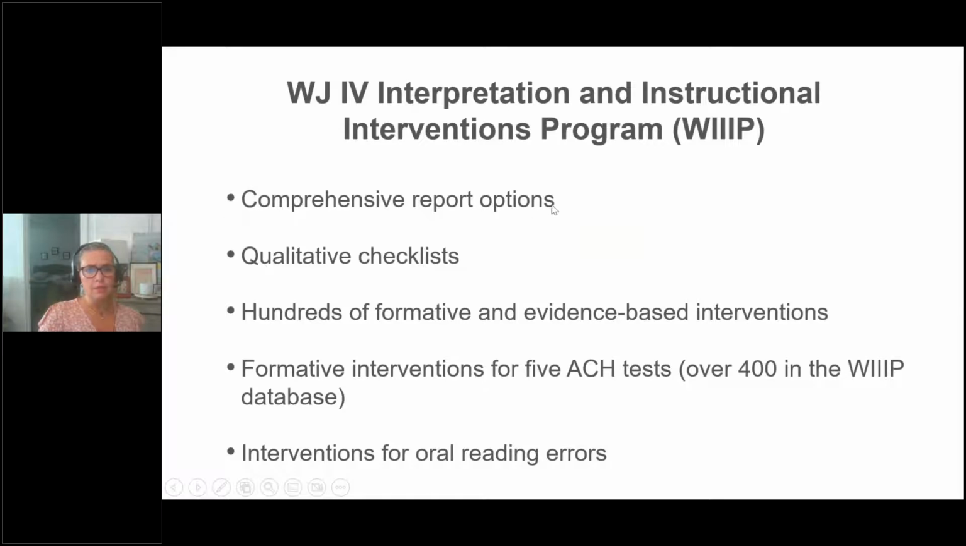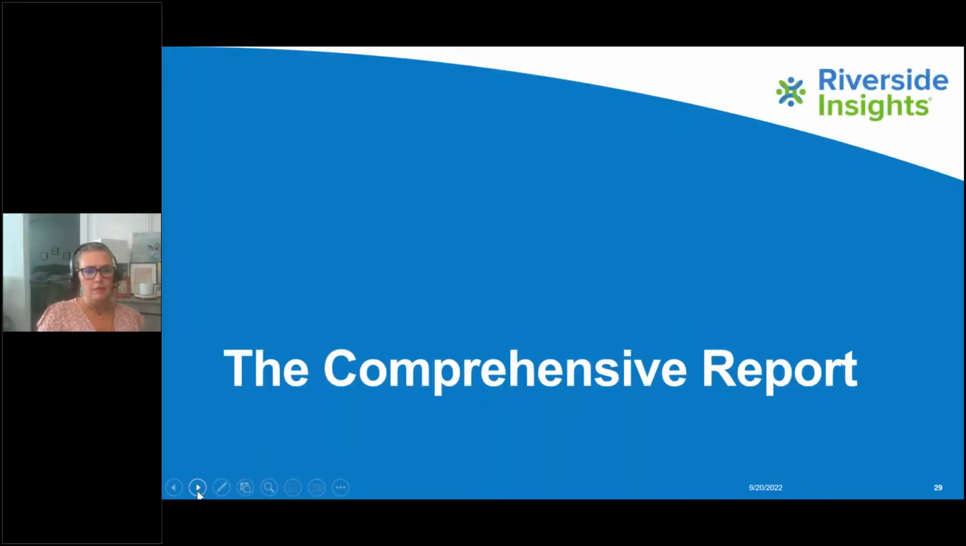So again, in the system, we have comprehensive report options. There's qualitative checklists. We have hundreds of formative and evidence-based interventions. We have interventions for oral reading errors. We have formative interventions for 5 achievement tests, which I'll show you as well. Let's take a look first at the comprehensive report.